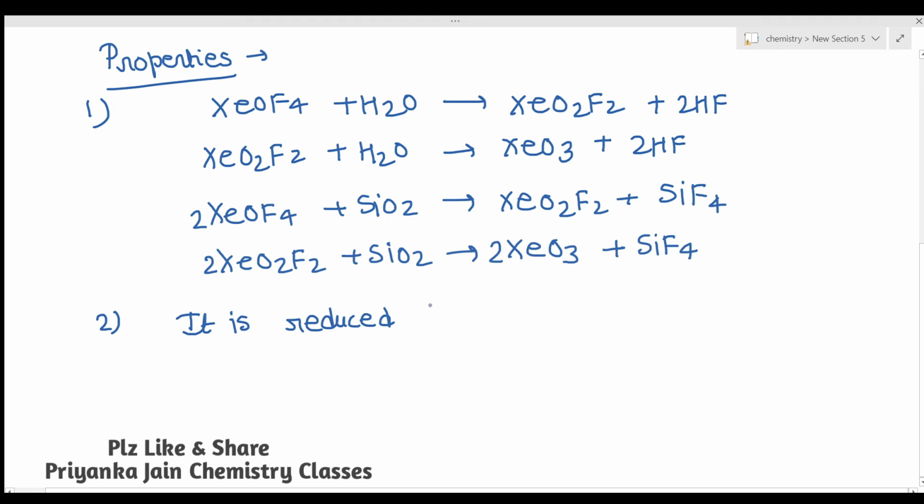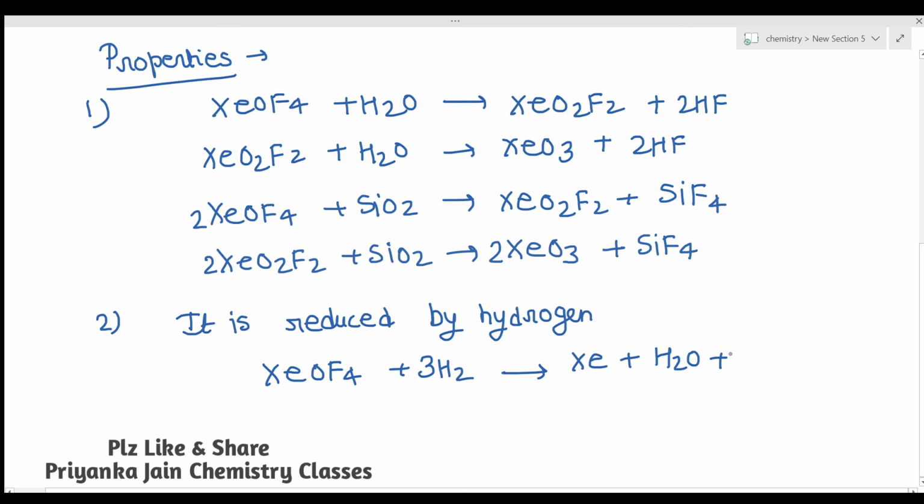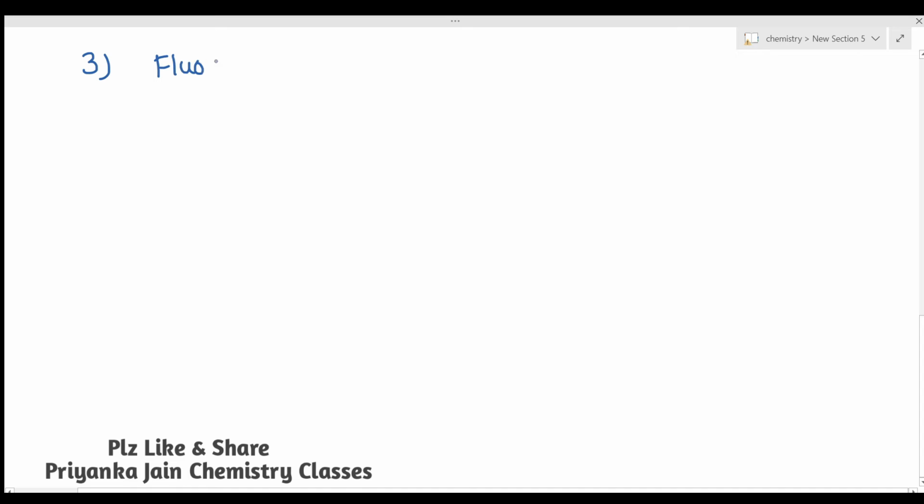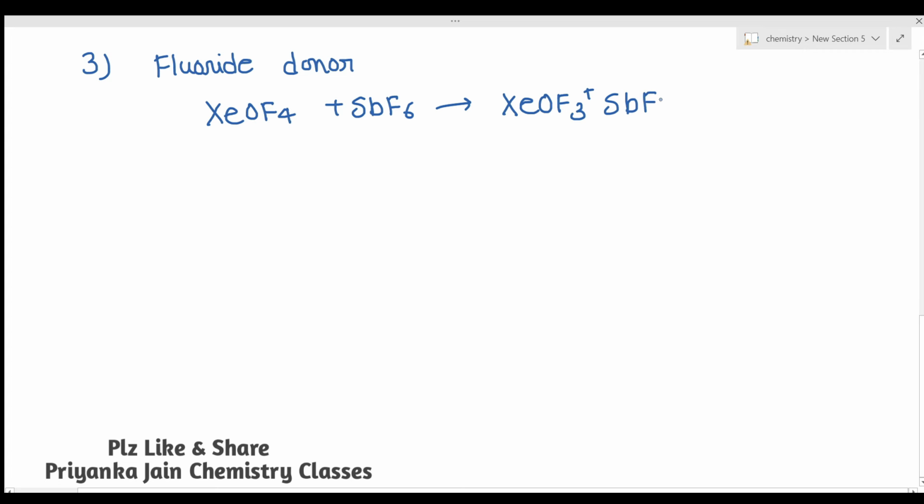It is reduced by hydrogen: XeOF4 plus 3H2 forms Xe plus H2O plus 4HF. It can act as the fluoride donor. When it reacts with any fluoride acceptor, it can act as the fluoride donor. So XeOF4, when it reacts with SbF5, we know SbF5 is a good fluoride acceptor. So what will happen? It will form XeOF3 plus SbF6 minus. Okay, this type of complex is formed, right?